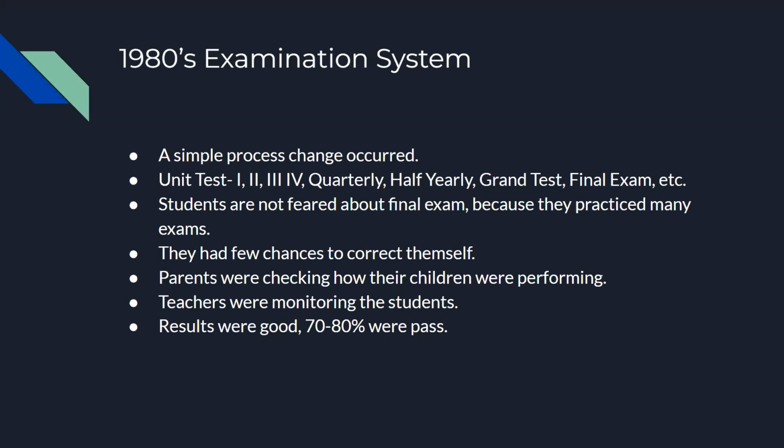And for unit test 1, they will announce the results. A few students may pass, a few students may fail, and teachers and parents start monitoring the failed students. Their goal is to continuously improve their pass percentage. So they have multiple chances, at least 5-6 chances. Finally, they will write the final exam. So the pass percentage increased from 30 to 42, and reached around 70 to 80. These best results were achieved just by introducing a simple change of more exams.